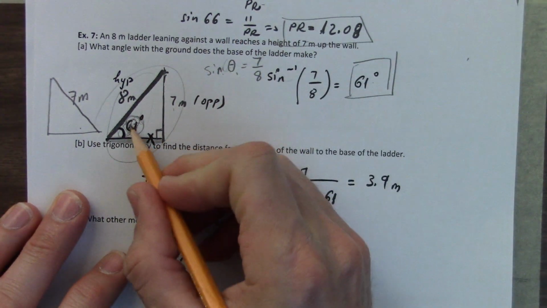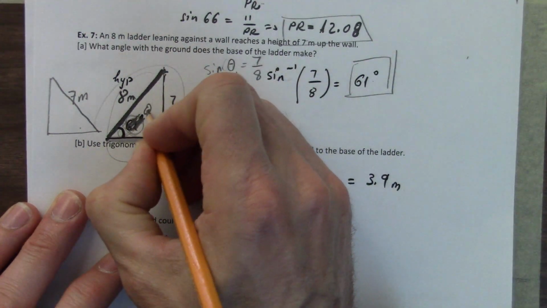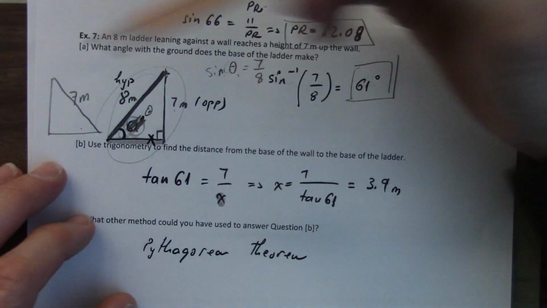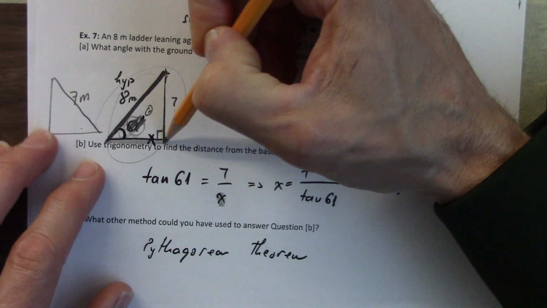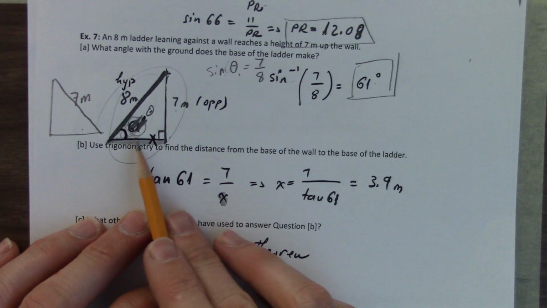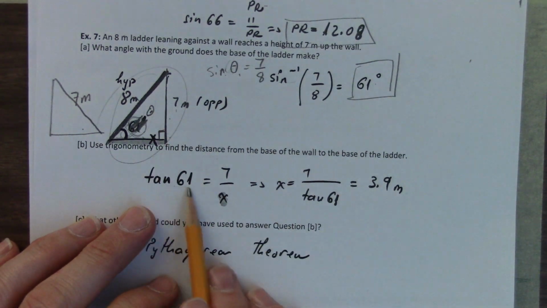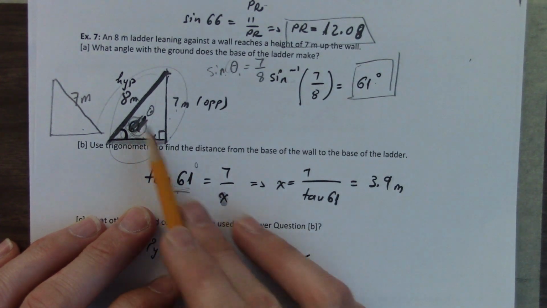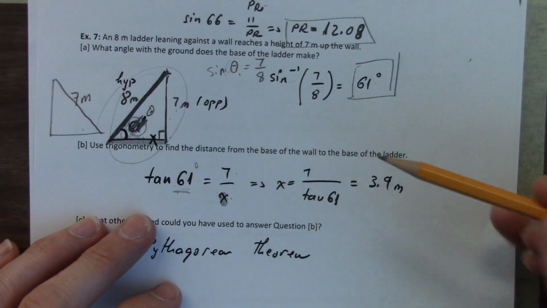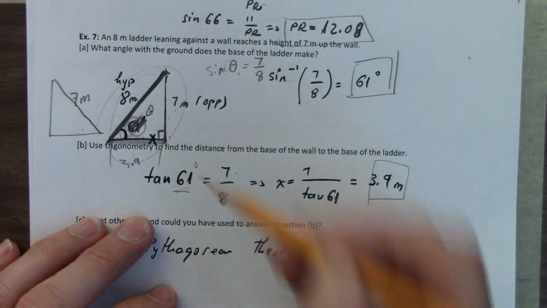This shouldn't have said 61, right? Because that's the solution. It should have said theta. Okay, use trigonometry to find the distance from the base of the wall to the base of the ladder. So now it's asking for this length, right? The adjacent length to theta, right? So we want to know the bottom, we know the opposite, so we can use tan, using that now discovered angle 61. So we'll say tan 61 is opposite over adjacent, 7 over x. We solve for x, x is 3.9. So this here is 3.9.